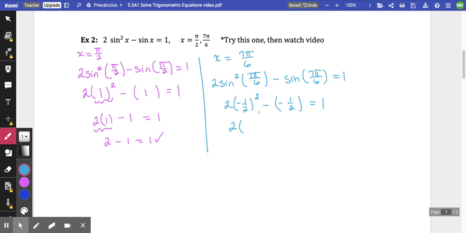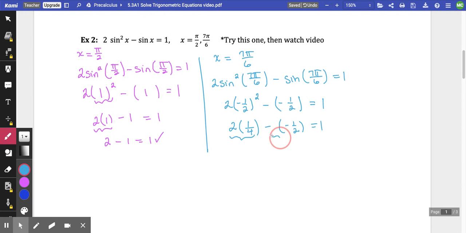So a negative 1/2 squared. Negative times itself is positive. And a 1/2 times a 1/2 is 1 times 1 over 2 times 2, so 1/4. The next priority would be the multiplication. So I would need to do this 2 times the negative 1/4.